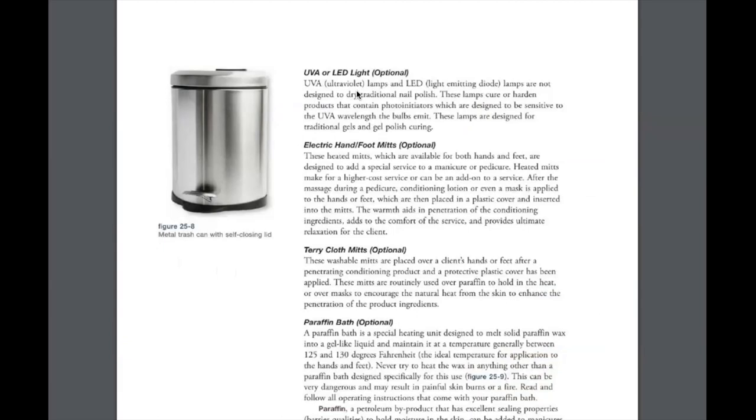UVA is ultraviolet. An LED is light emitting diode. These lamps are not designed to dry traditional nail polish. These lamps cure or harden products that contain photo initiators, which are designed to be sensitive to the UVA wavelength that the bulbs emit. And these lamps are designed for traditional gels and gel polish curing.